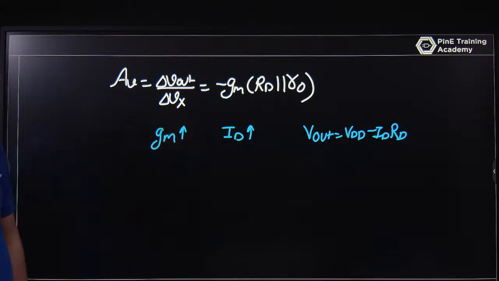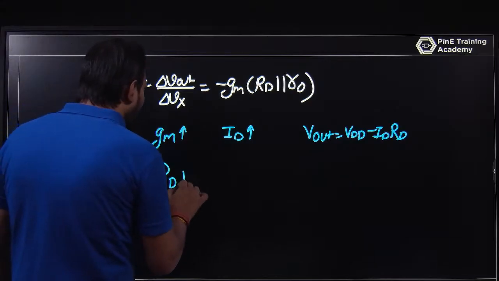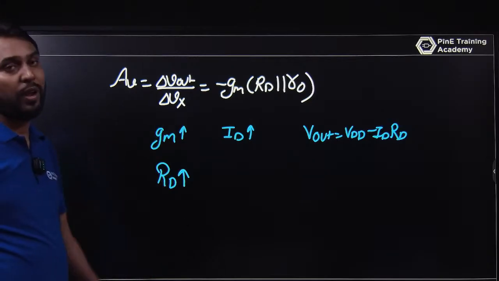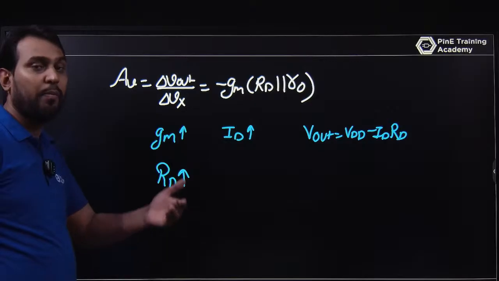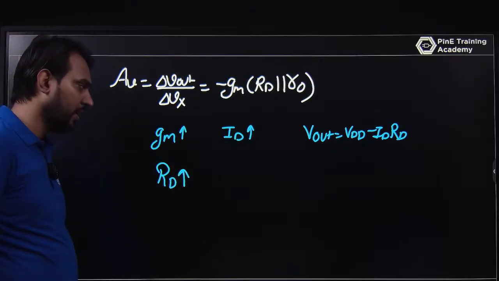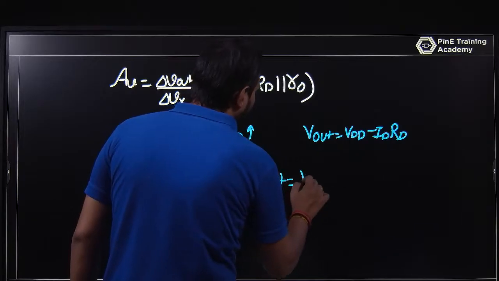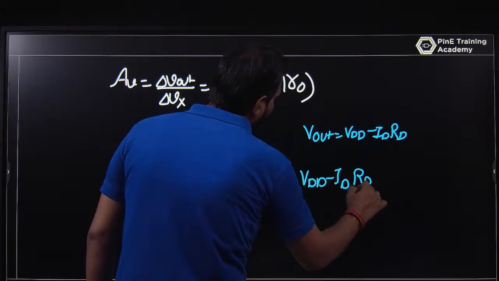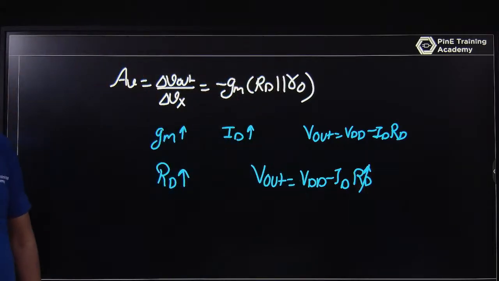Second thing, you can increase your RD. If you increase your RD, it will also affect your MOSFET. So the MOSFET may enter in a linear region because Vout is equal to VDD minus ID RD. And if RD increases, the MOSFET may enter in a linear region.